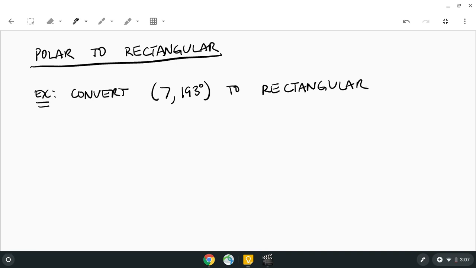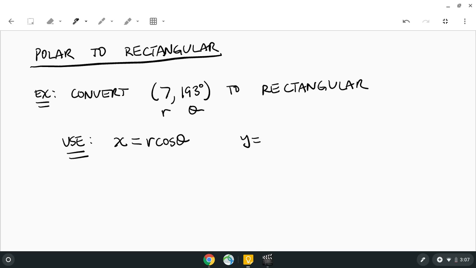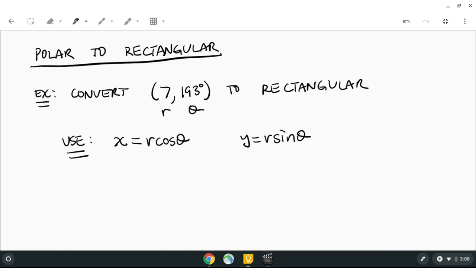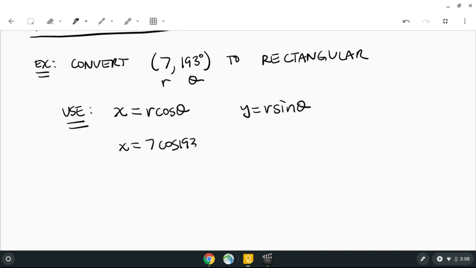So we have r and we have theta, and we want x and we want y, right? So we're going to use the fact that x is r cosine theta, and we're going to use the fact that y equals r sine theta. And that's how we're going to get our x and our y for our rectangular. So x equals r, which is 7, times cosine of 193 degrees.